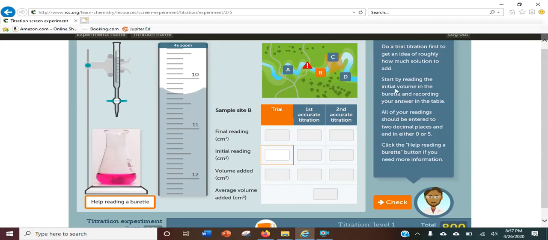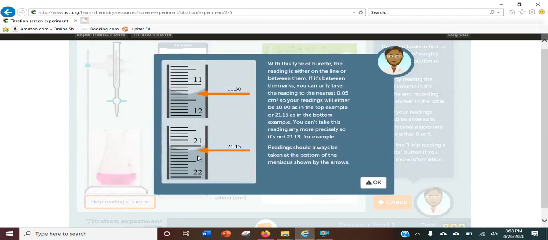Start by reading the initial volume of the Buret and record your answer in the table. All your readings should be entered within 2 decimal places that end with either 0 or 5. Check the Help Reading a Buret button if you need more information. That's this button here. If you forgot how to read it, this will show you how to read a Buret.